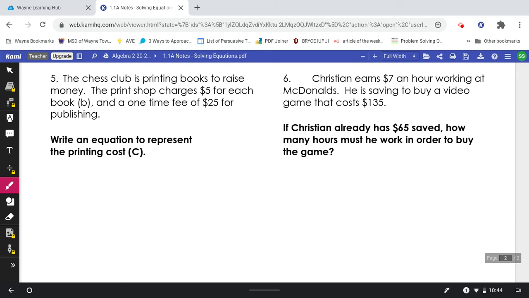The chess club is printing books to raise money. The print shop charges $5 for each book, B, and a one-time fee of $25 for publishing. Write an equation to represent the printing cost, C.